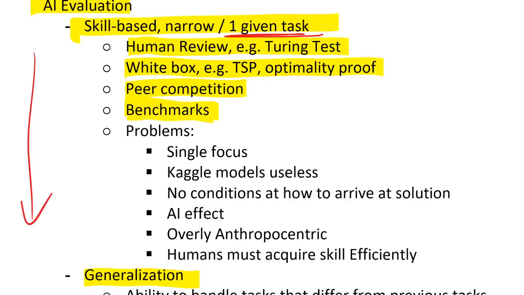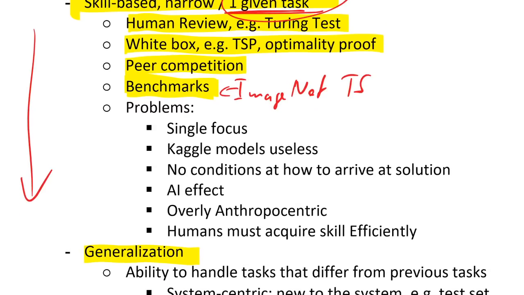So this would be where your ImageNet test set is, right? That's a skill-based evaluation. That's one given task. How well can you solve the ImageNet test set without looking at it? That's one task. So the problem, Chollet says, with this skill-based evaluation is sort of obvious. It's a single focus. You are only good at this particular thing.